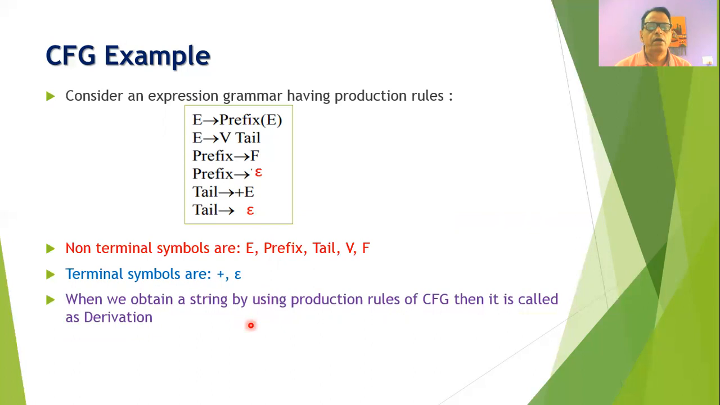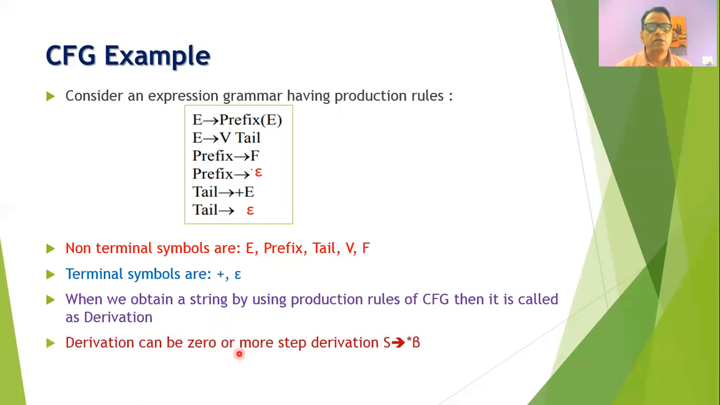Now, whenever we obtain any string by using the production rules of the context-free grammar, this process is called a derivation. So it is possible that we can obtain many more strings by using this grammar.